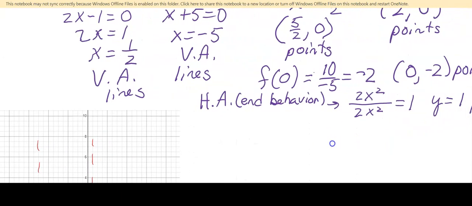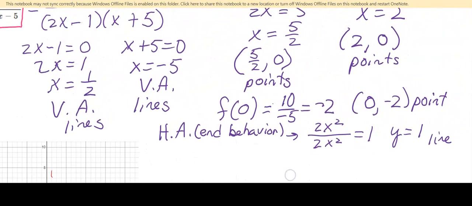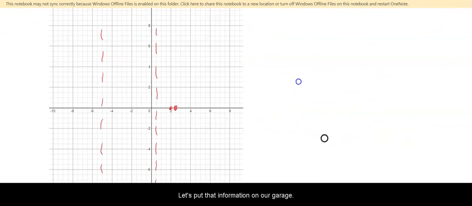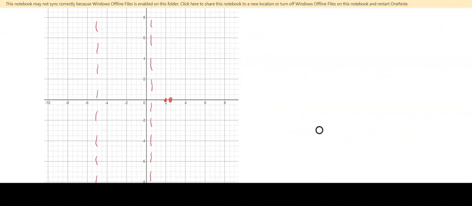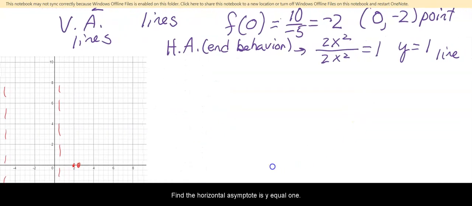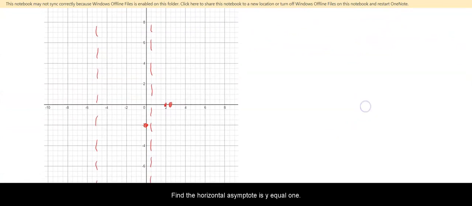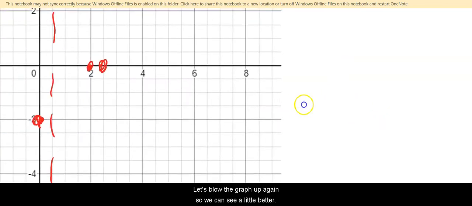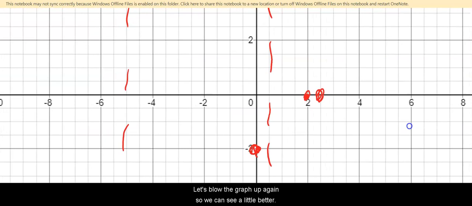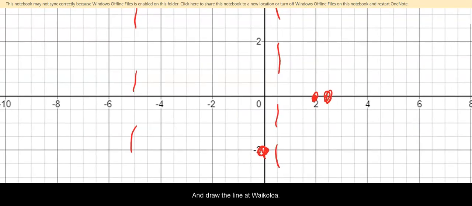Scrolling back out, I also know that I have the y-intercept at 0, -2, and the horizontal asymptote is the line y = 1. Let's put that information on our graph. The point 0, -2 would be down here, and the horizontal asymptote is y = 1. Let's blow the graph up again so we can see a little better and draw the line at y = 1.